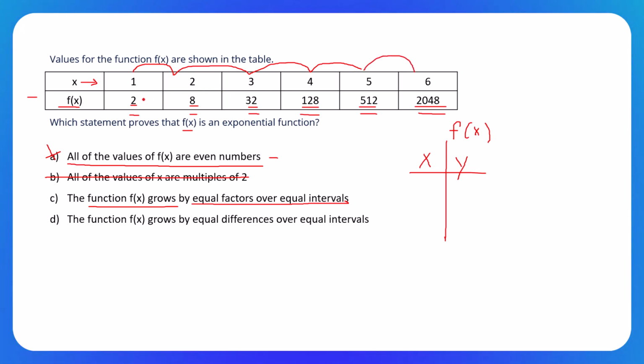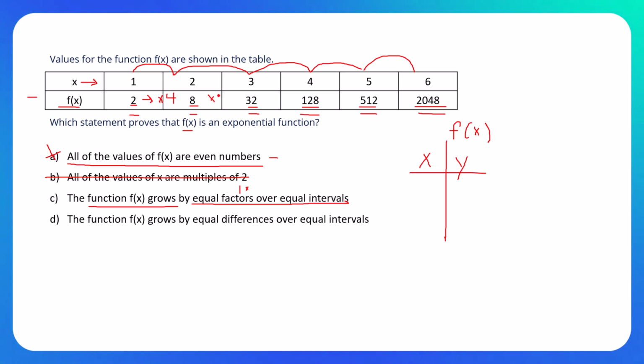So let's see, how do we get from 2 to 8? Okay, a factor means multiply. So what number are we multiplying 2 by to get to 8? We're multiplying by 4. Okay, 2 times 4 is 8.